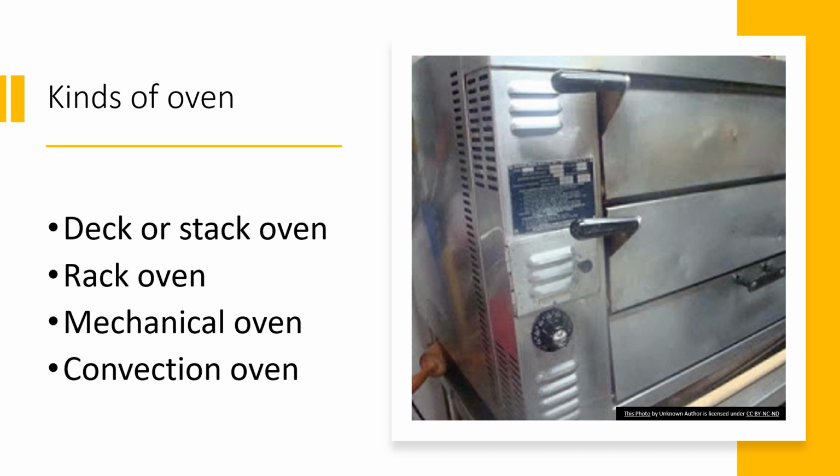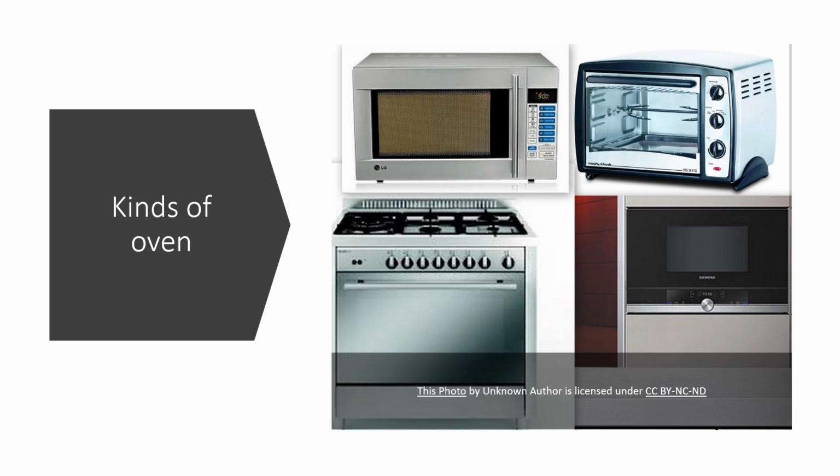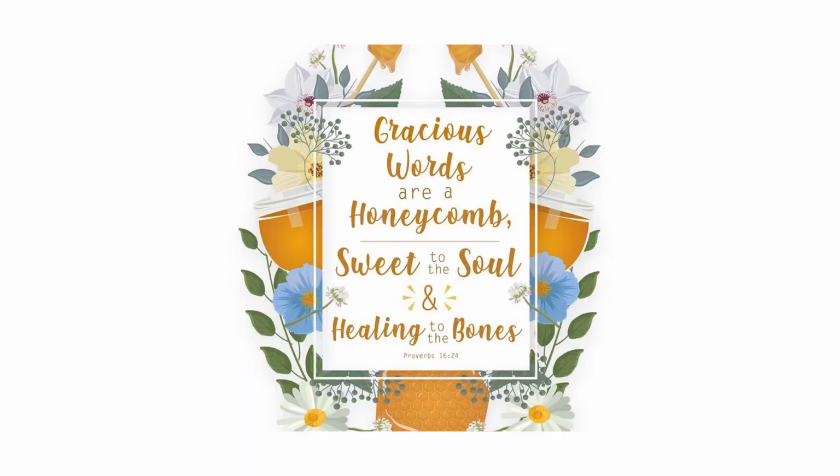And now the convection oven. This oven contains fans that circulate air and distribute the heat rapidly throughout the interior. Strong forced air can distort products made with batter and soft dough. So to summarize, the different kinds of ovens are deck or stack oven, rack oven, mechanical oven, and convection oven. Are you learning, guys? Well, I hope you are.